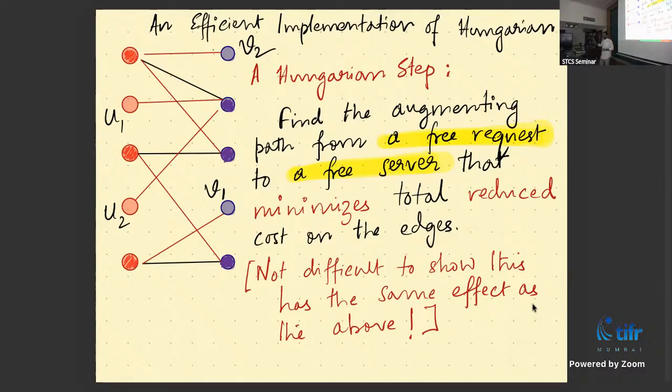Okay? And it's not hard to show that then you will end up with the same kind of path that I showed you by that step-by-step dual update procedure. It's a kind of homework exercise, but it's not very hard.